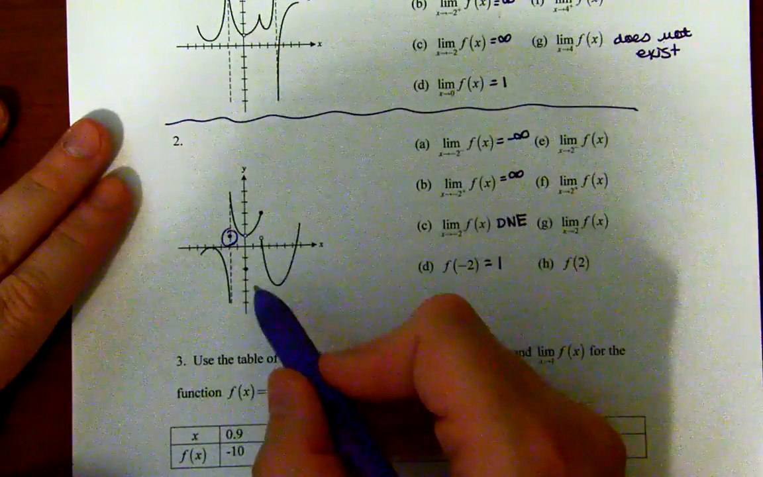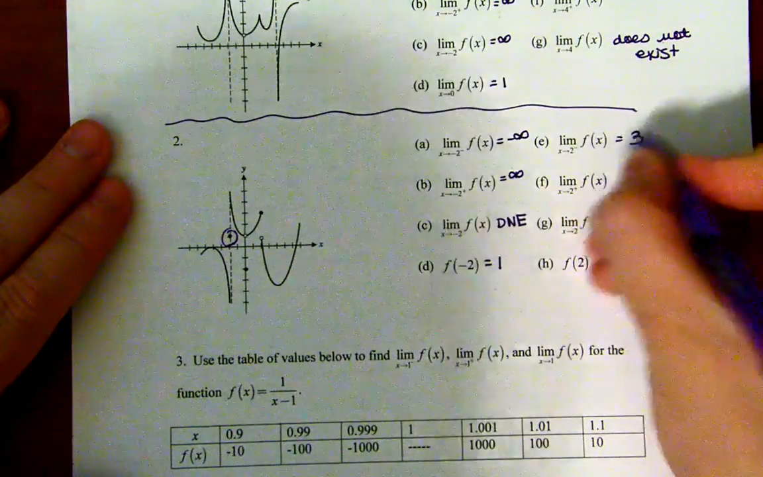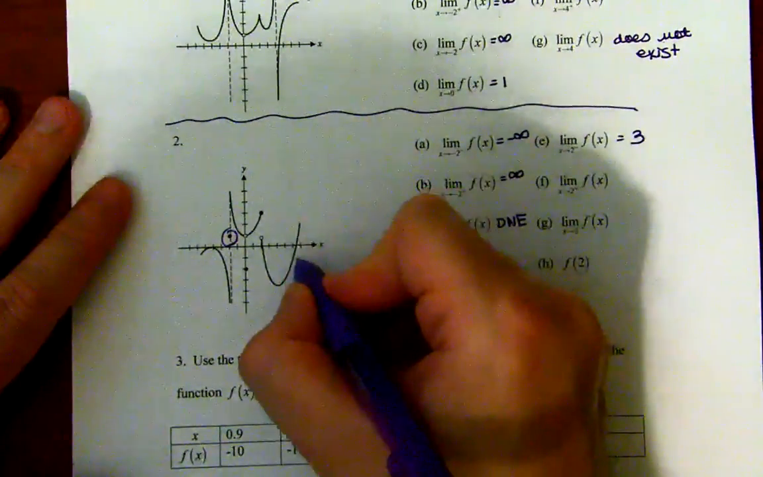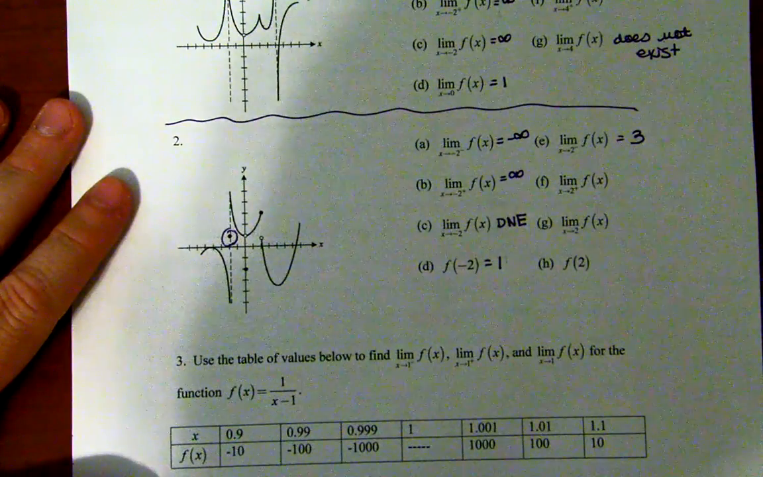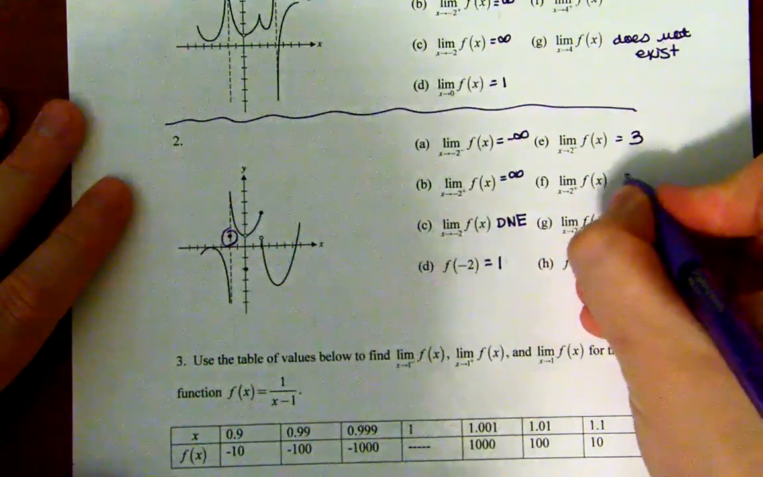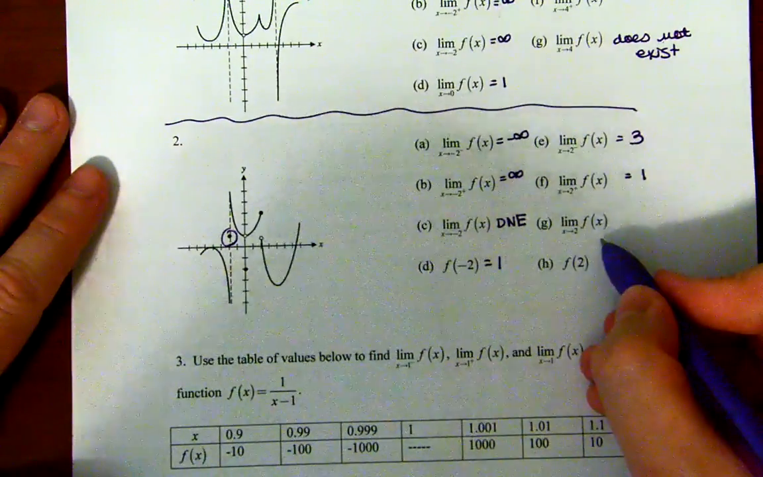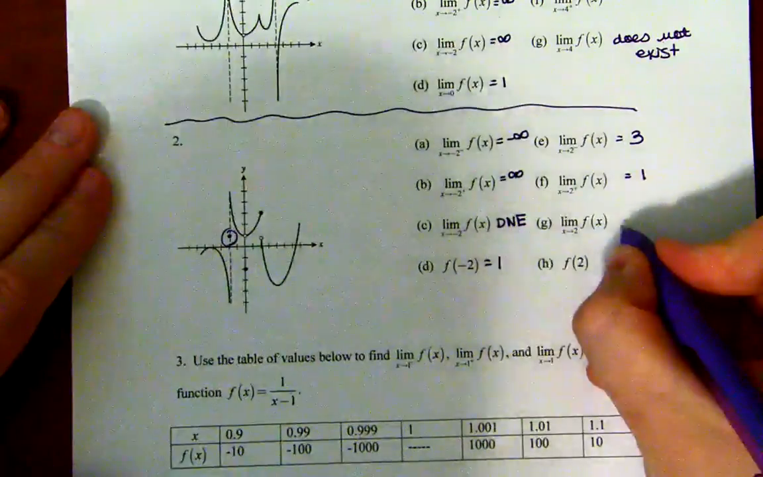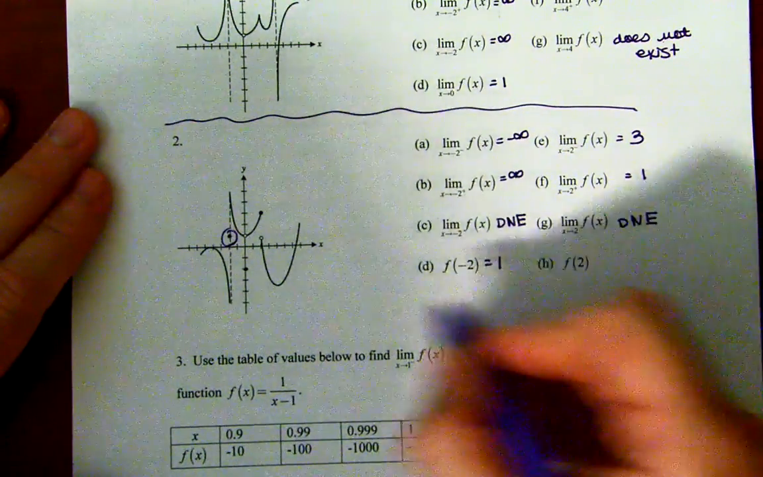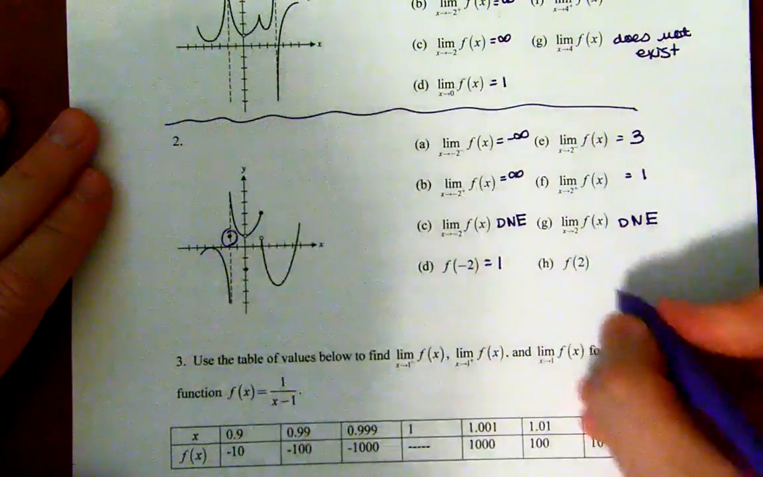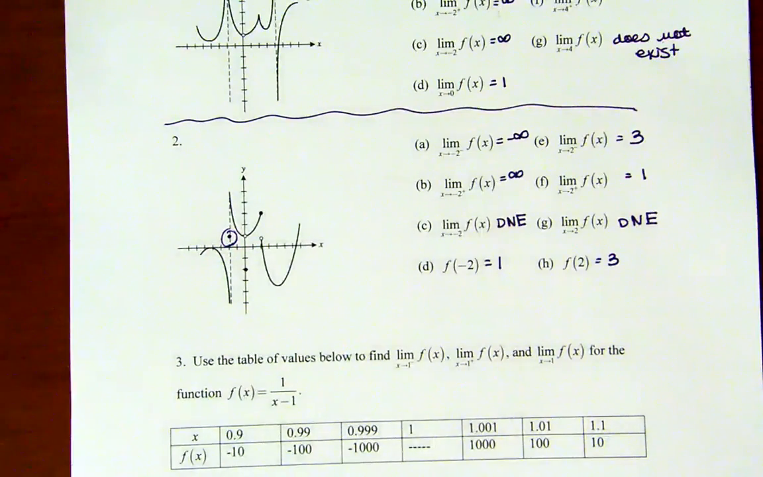Limit as x approaches 2 from the left. 1, 2, 3. I'm approaching 3 for a y value. 2 from the right, I'm approaching, looks like 1, more or less, as a y value. So the overall limit, no, that one doesn't exist because I'm approaching 2 different values. And f of 2, what's happening right there? 1, 2, 3. My y value is 3, right at x equals 2.